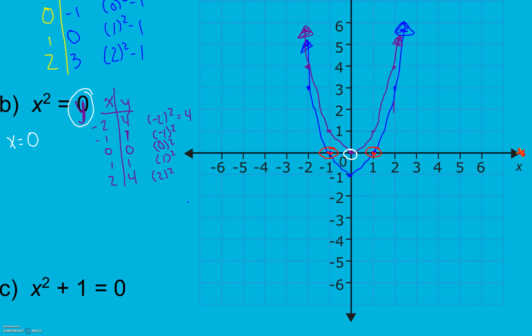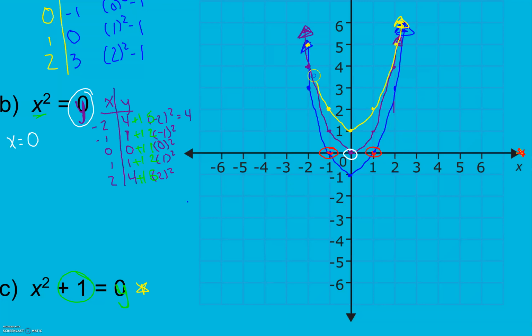Now for C here, it's going to be x squared plus 1. So for my related function, I set y equal. And since I already did x squared here, I'm just going to go ahead and add 1 to these just to save us a little bit of time. So I'll get 5, 2, 1, 2, and 5. And I'm going to graph these in yellow. Negative 2, 5. Negative 1, 2, 0, 1, 1, 2, and 2, 5.